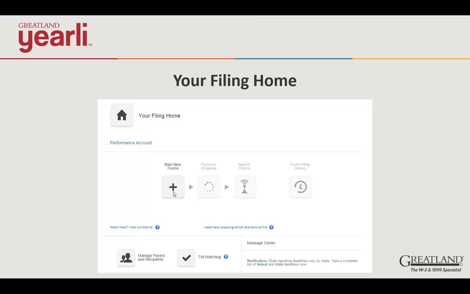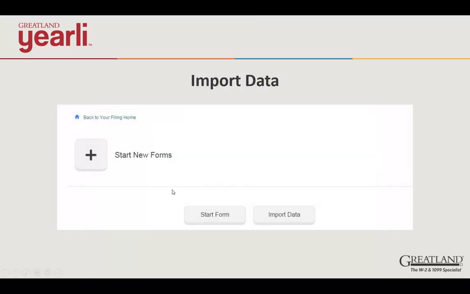Now, as a new user, you'll click on Start New Forms, and you'll jump right into the product to get the data in. Now, the Start Form button is going to be our data entry of the 1095C. We launched that back in July to get product out in front of the market as early as possible, and we did have a good group of clients that wanted to start entering data manually and wanted a record-keeping solution. So we launched that for them.